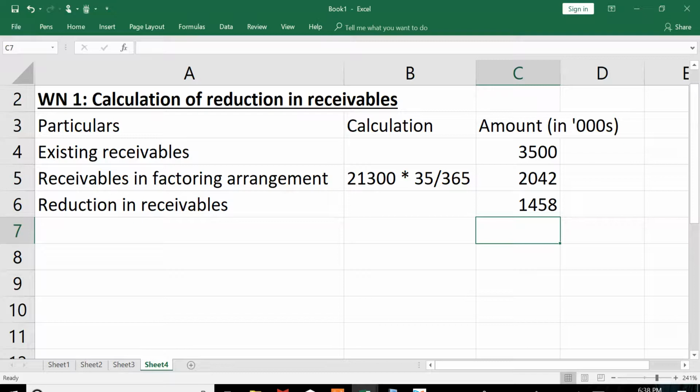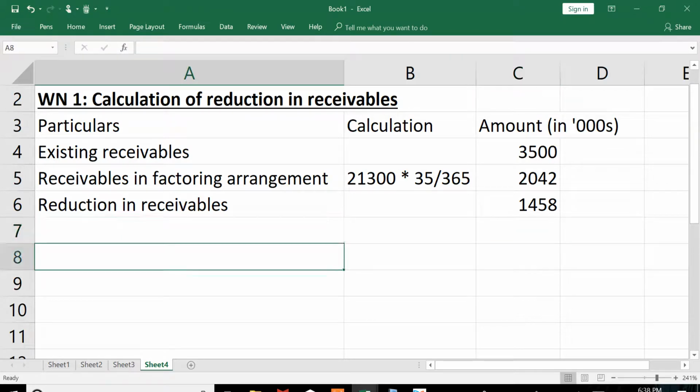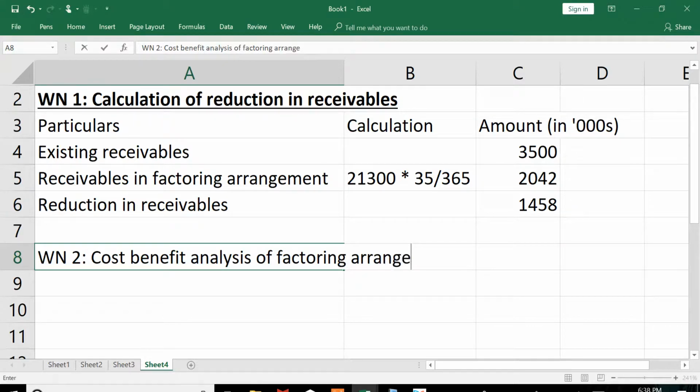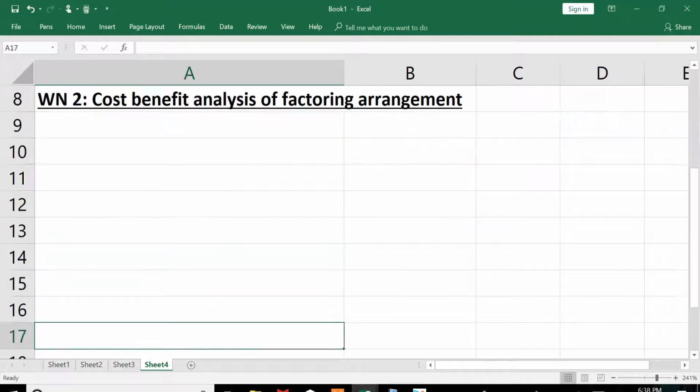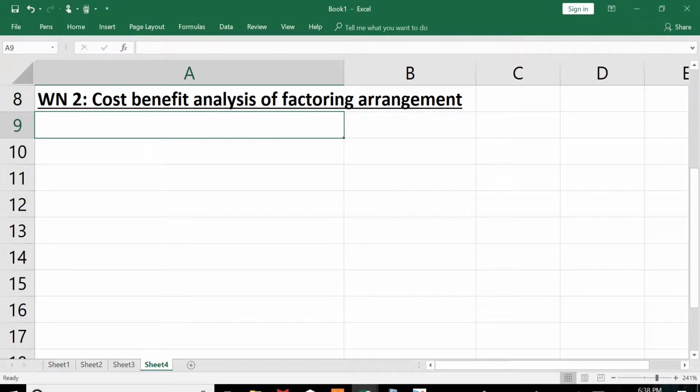Wherever there is some reduction in receivables, you cannot do effective cost of factoring. You'll have to do only cost benefit analysis. Reduction in receivables 1,458. Any doubts on this? Working note 2, cost benefit analysis of factoring arrangement.